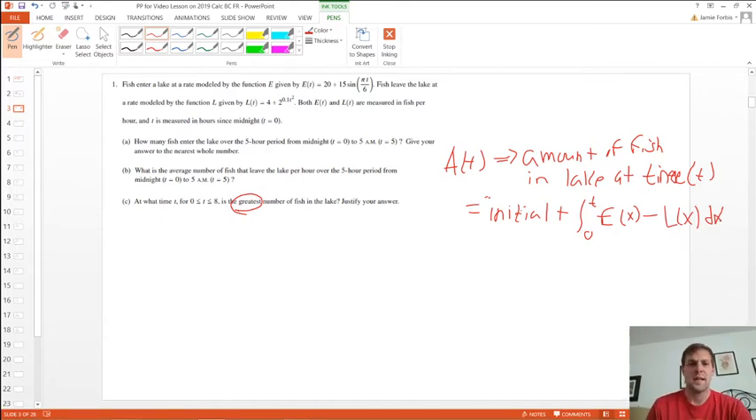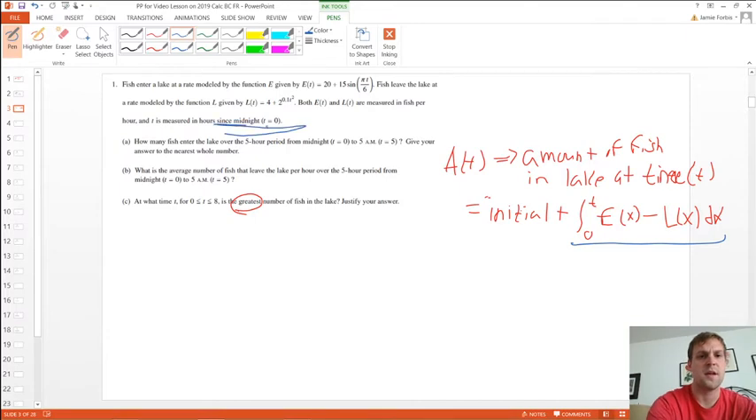Now this isn't so much important for part C, but it will be for part D. Here's the thing though: we initially start off at midnight, but if you notice, at midnight it does not tell us how many fish we have, and there's really no way to figure that out. We don't have an initial value, so we're just going to assume that it's zero. We're just going to assume that there is no initial amount.